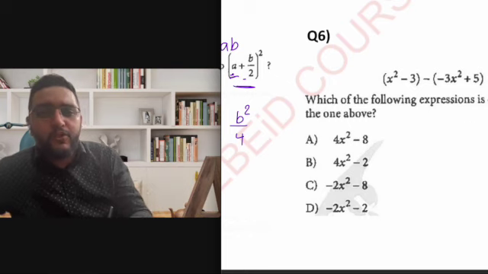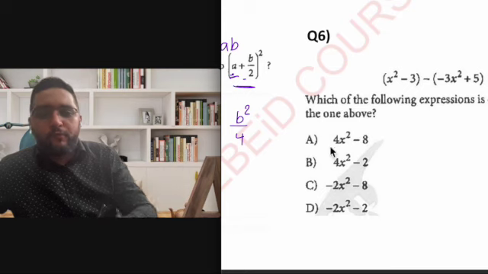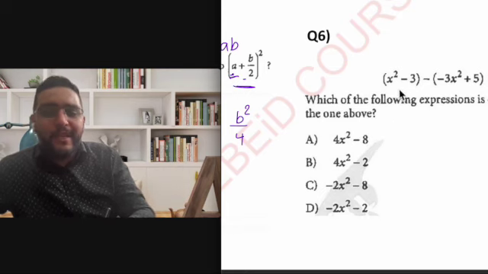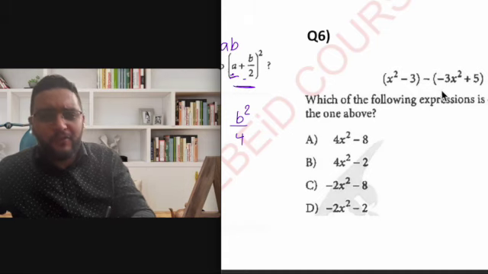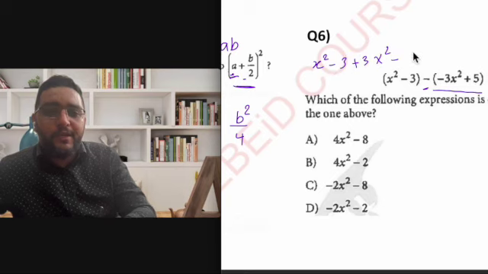Which of the following expressions is equivalent to the one above? The one above is x squared minus 3 minus (negative 3x squared plus 5). You just change the sign. If you have a negative sign before a bracket, change the sign of all the terms inside the brackets. So it will be x squared minus 3 plus 3x squared minus 5.